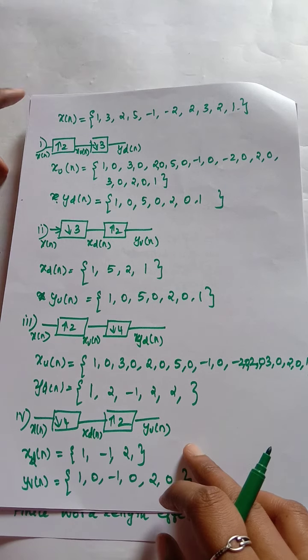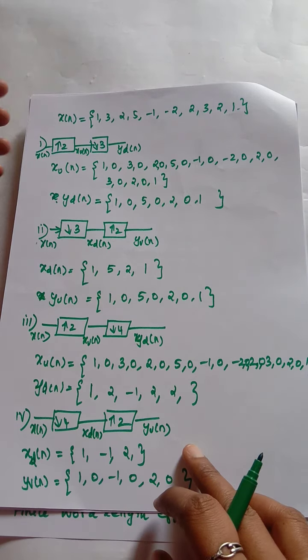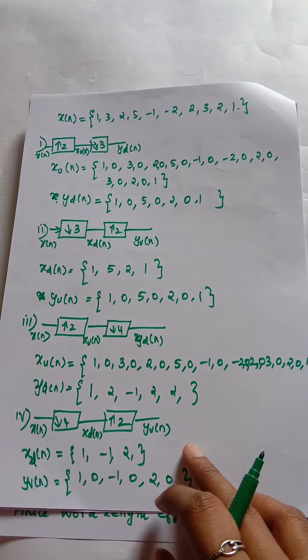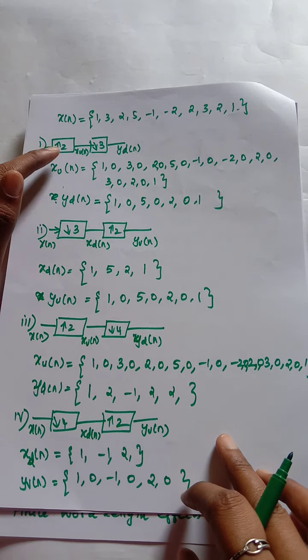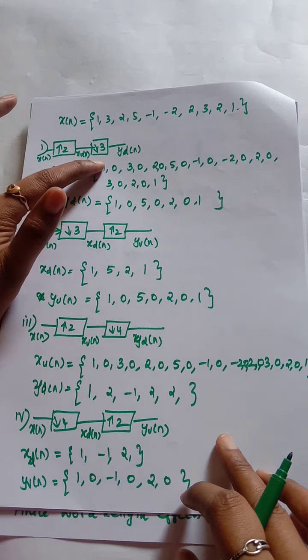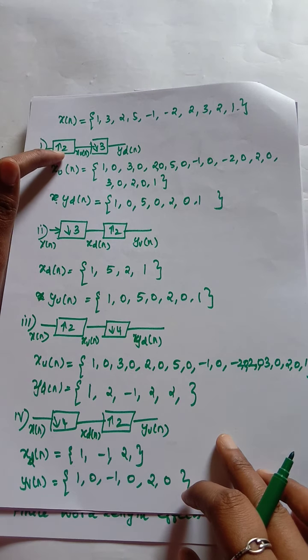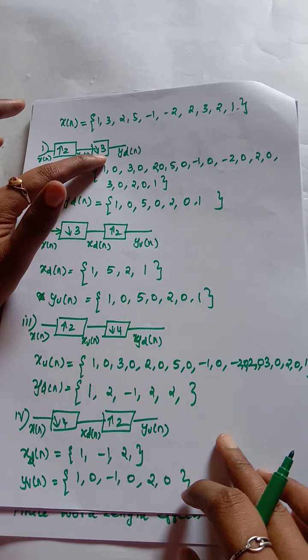Here I have considered an input x of n. Here we have done some operations, and we will analyze them. First, I have done interpolation. Here I have done decimation. So, interpolation by a factor of 2 and decimation by a factor of 3.